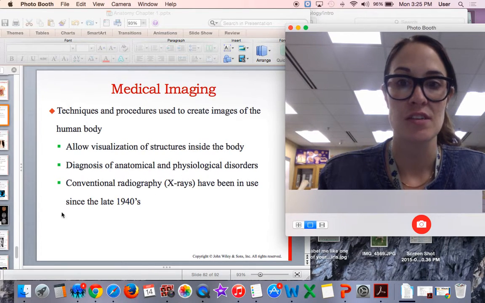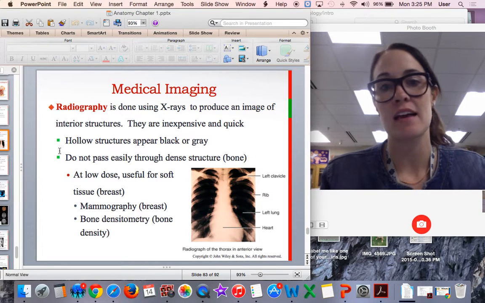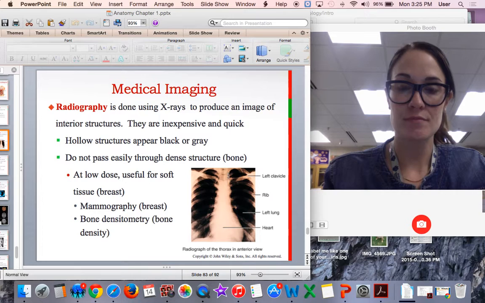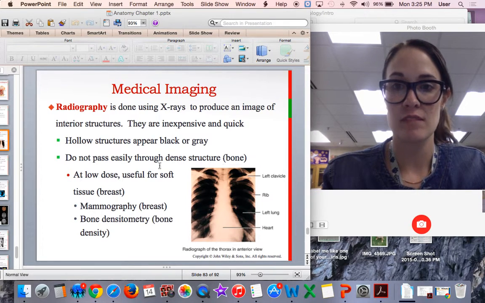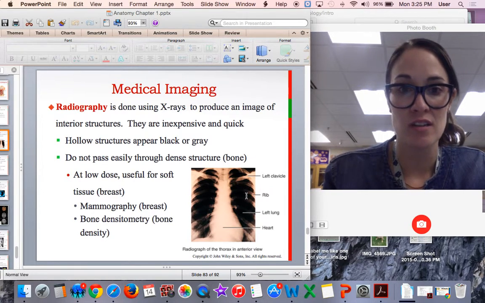X-rays have been around since the 1940s, so that's your baseline. There's an X-ray of the thorax, anterior view. It's quick and inexpensive. Hollow structures appear gray or black. Black is the most hollow structure, so lungs appear black. It's very hollow.